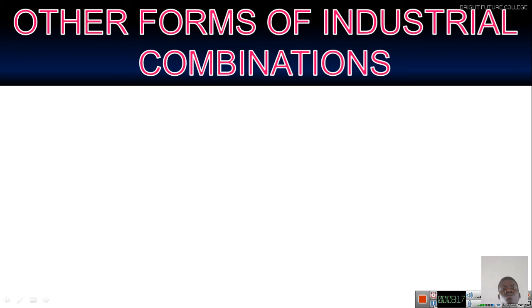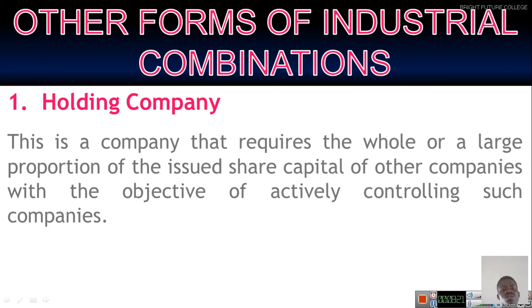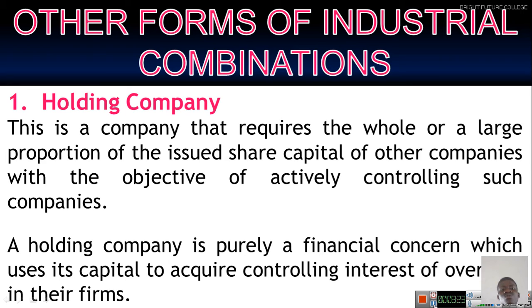Let's look at other forms of industrial combinations. We have the holding company. The holding company is that which acquires the whole or a large portion of the issued share capital of another company with the objective of actively controlling such companies. It should also be known that the holding company is purely a financial concern which uses its capital to acquire the controlling interest of another firm.